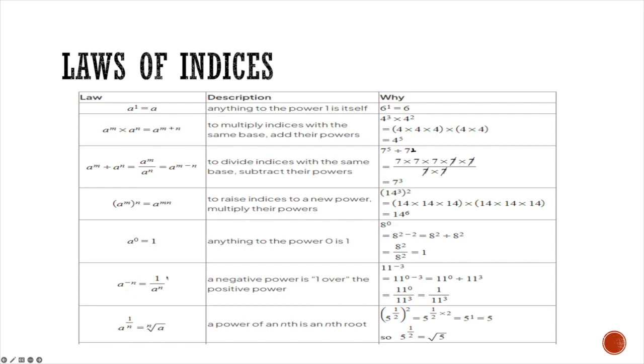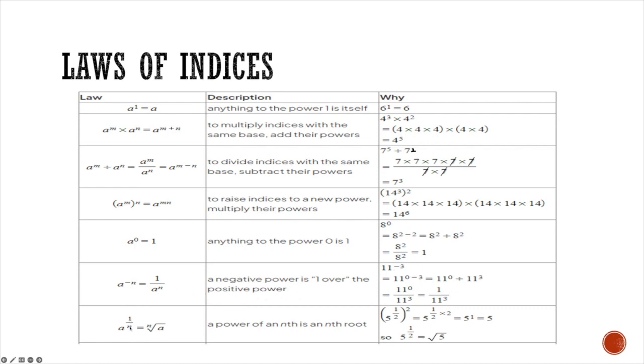The negative power is the reciprocal. So a to the power minus n, we can write 1 over a to the power n. 11 to the power minus 3 means 1 over 11 to the power plus 3. So it is the reciprocal.